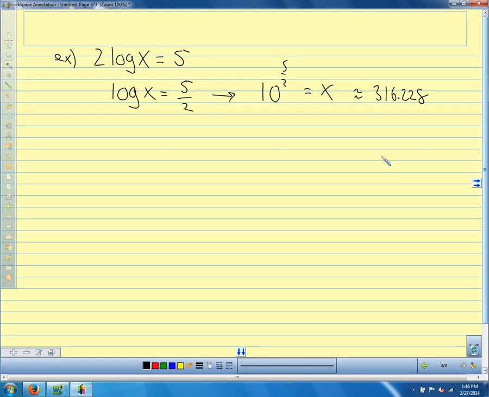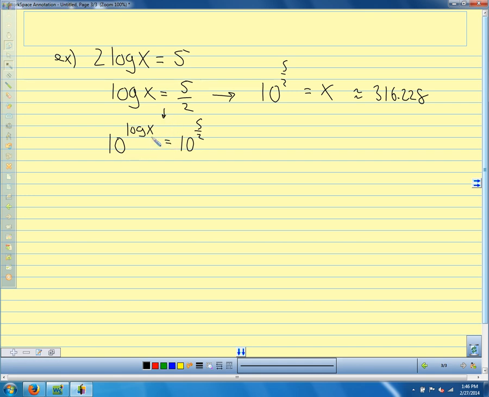Another way you can think about this, we can rewrite this in exponential form. Another way we can think about this is, once we get it to here, we can raise 10 to the power of both sides. Just like before we took the logarithm of both sides, now I can raise 10 to the power of both sides. So I could rewrite this as 10 to the log x equals 10 to the 5/2. This is just another way of looking at it.